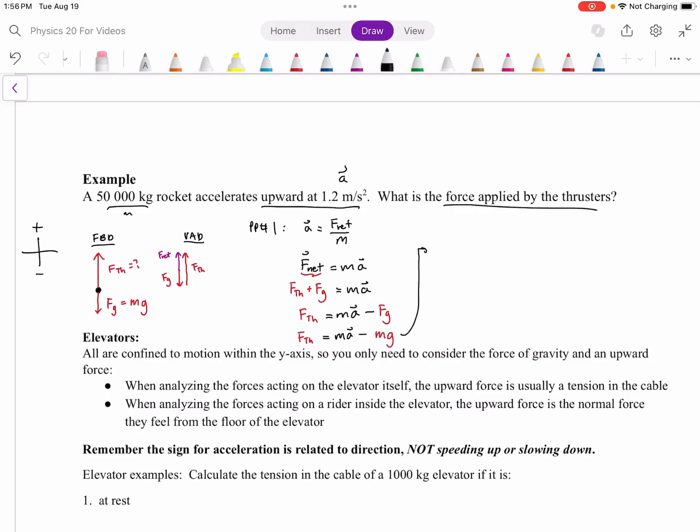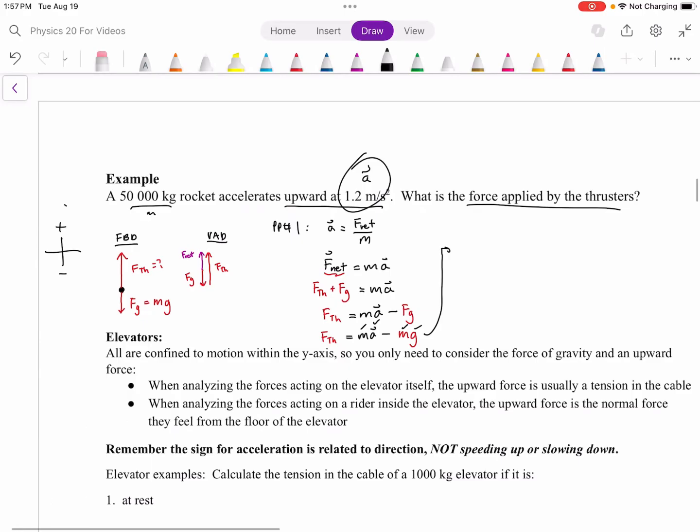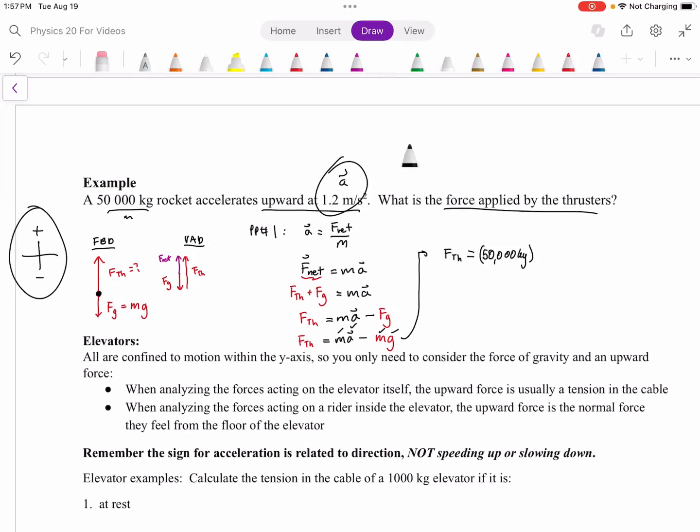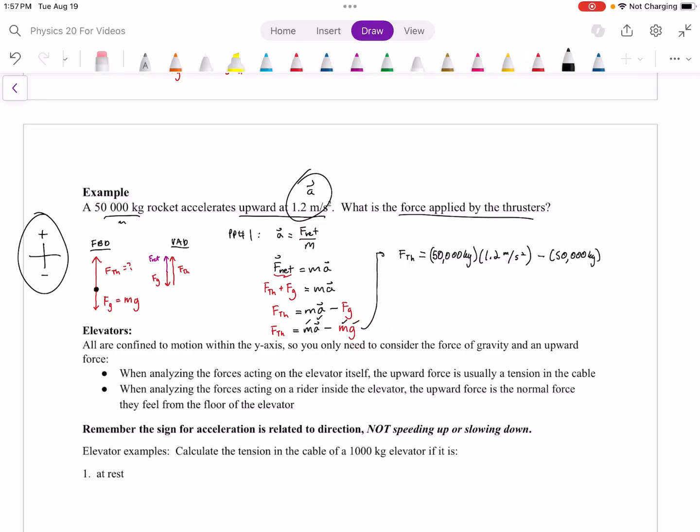Okay, so coming up here, if we put in all of those numbers, because we know the mass of the rocket, we know its acceleration, and we know acceleration due to gravity is 9.81, we can put in our numbers and solve. We just need to be very careful about our signs, right? So F thrust will be 50,000 kilograms times this upwards acceleration of 1.2 meters per second squared. I'm calling up positive, so that's a positive acceleration, minus mg. So the rocket's mass is still 50,000 kilograms, but acceleration due to gravity accelerates you downwards. So that is negative 9.81 meters per second squared.